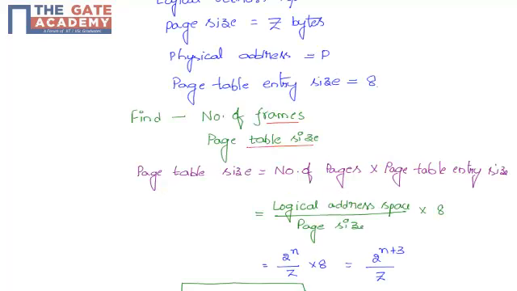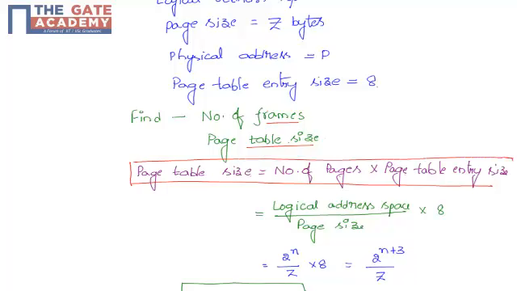First, in order to find the number of frames, we have to calculate the page table size. Page table size is given as number of pages into page table entry size. It is the formula to calculate the page table size. And in order to find out the number of pages, the formula is logical address space by page size. And page table entry size is given as 8 bytes. So logical address space is nothing but 2 power n by page size z bytes into 8. So it is nothing but 2 power n plus 3 by z.